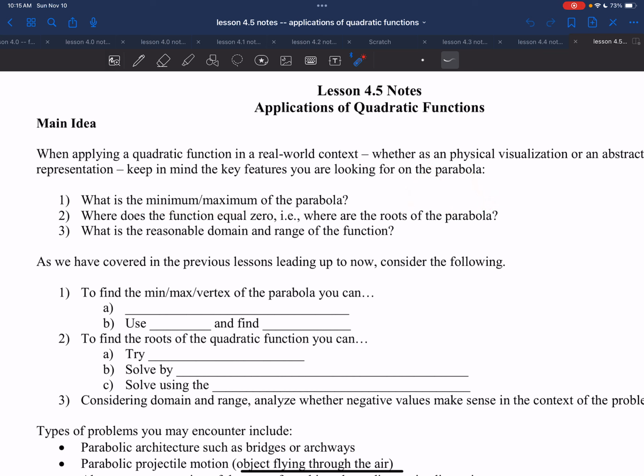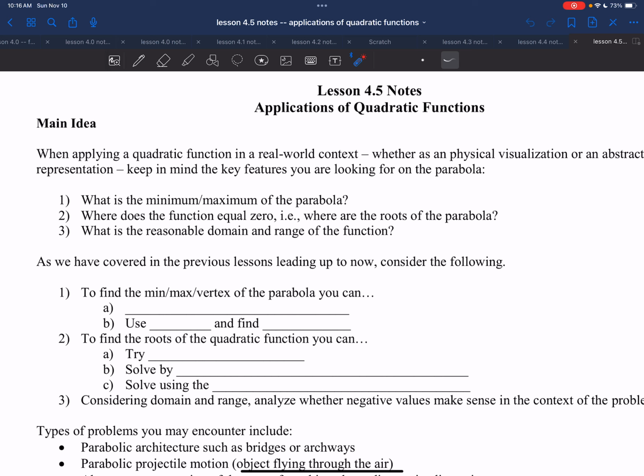Where does the function equal 0, right? So like, we talked about projectile motion. If you're up here and you throw something, well, then when it hits the ground, that would be like 0, right? And so that'd be just finding the roots. We've talked about how to find roots, and there you go.